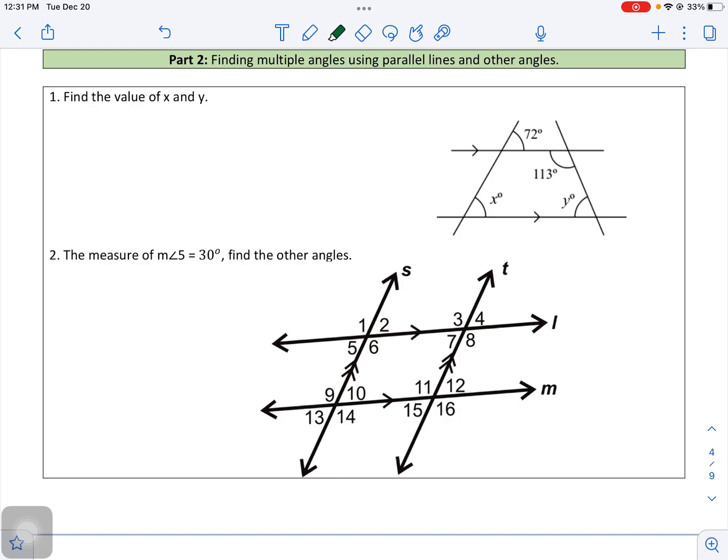These are the 3.2 video notes. We're doing part 2 next. All right, so this first one, it says find the value of x and y.